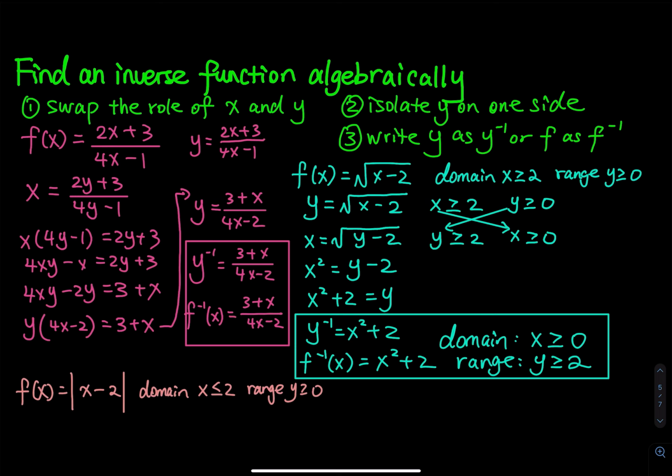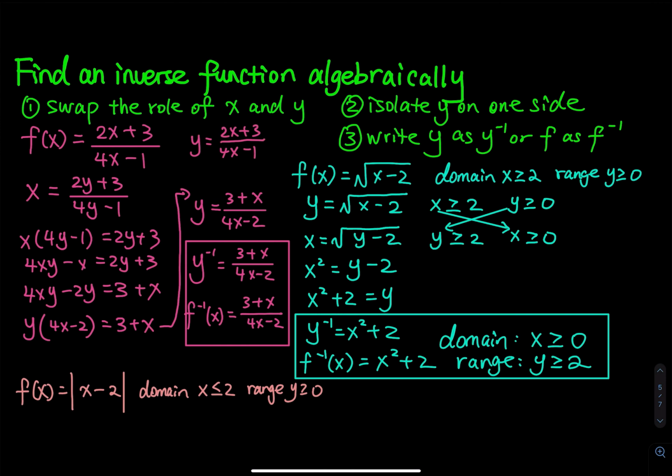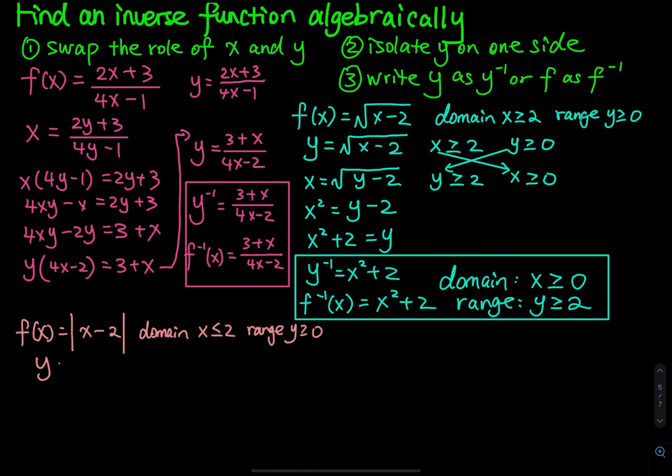All right. How about absolute value? So here is how you handle absolute value. So first of all, you have y equals the absolute value of x − 2. And then swap x and y. So you have x equals the absolute value of y − 2, and then I should add swap x and y.